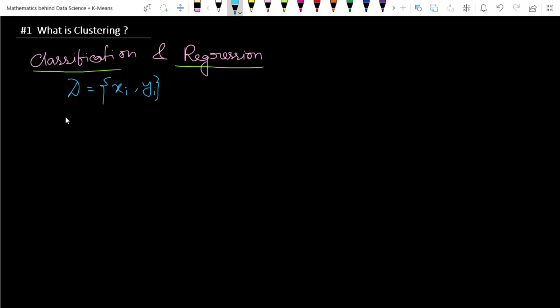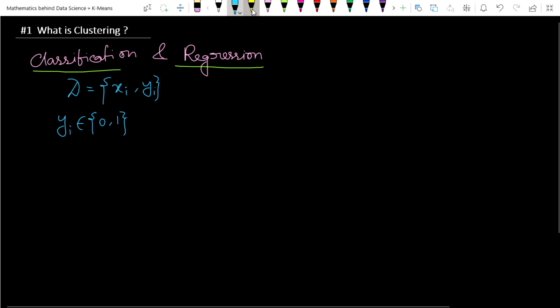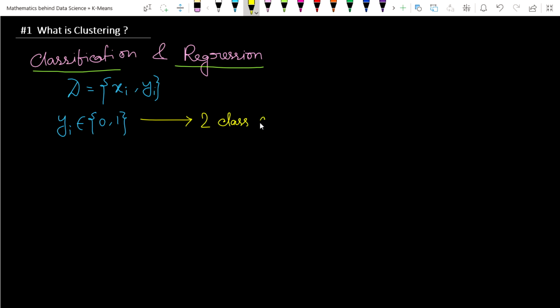If in our data set the dependent variable yi belongs to a discrete set, for example 0 or 1, meaning yi is either 0 or 1, then we call this kind of problem classification. Here we have two types of values for the dependent variable yi, so we call this a two-class classification problem. We have already seen this concept.